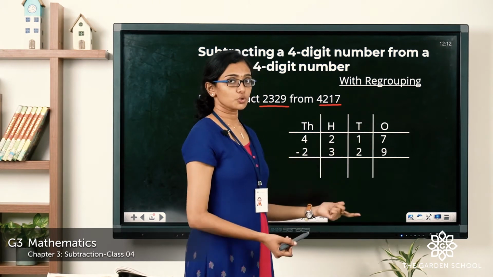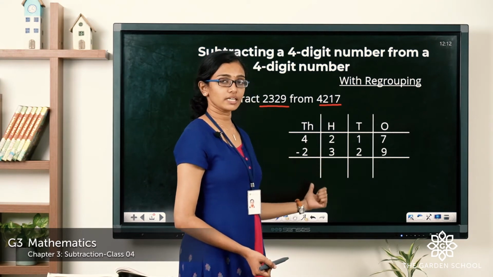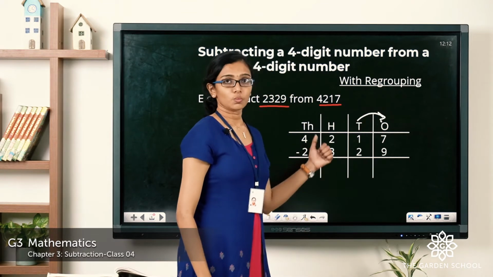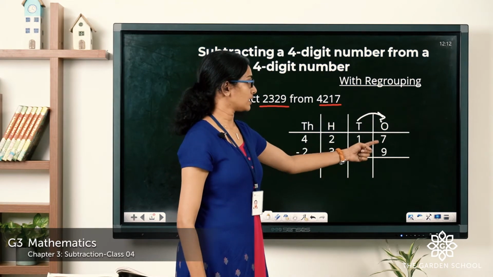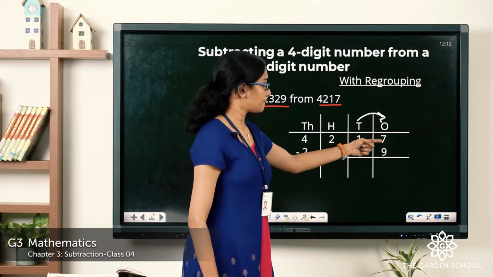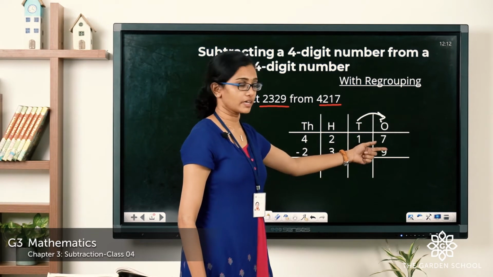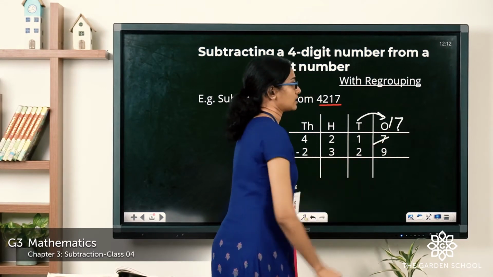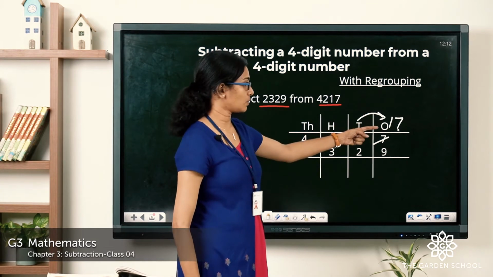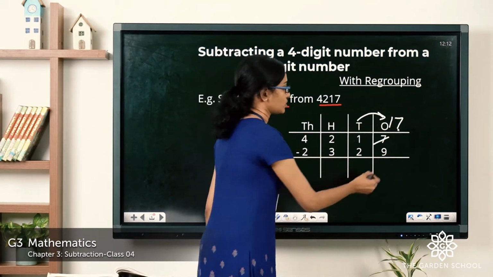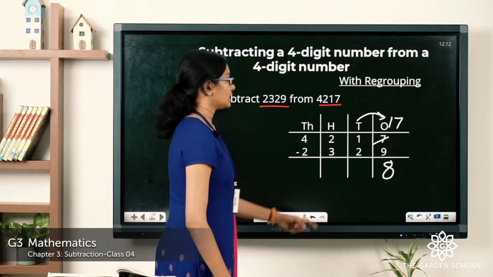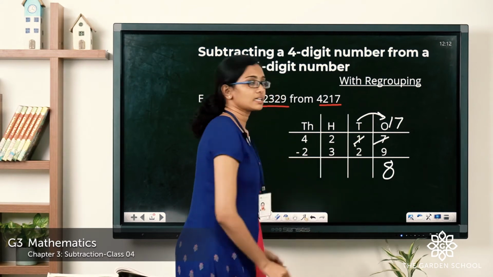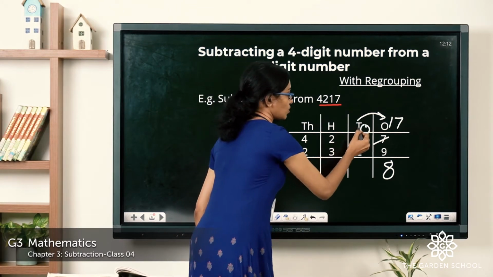So, what do we do? You borrow from the next higher place on the left. You borrow 1 ten from the tens place, and giving that 10 to the ones place, 10 plus the 7 ones which we already have here becomes 17. Now we can subtract 17 ones minus 9 ones, which gives you 8 ones. Since we gave 1 ten to the ones place, here 1 ten is reduced to 0.